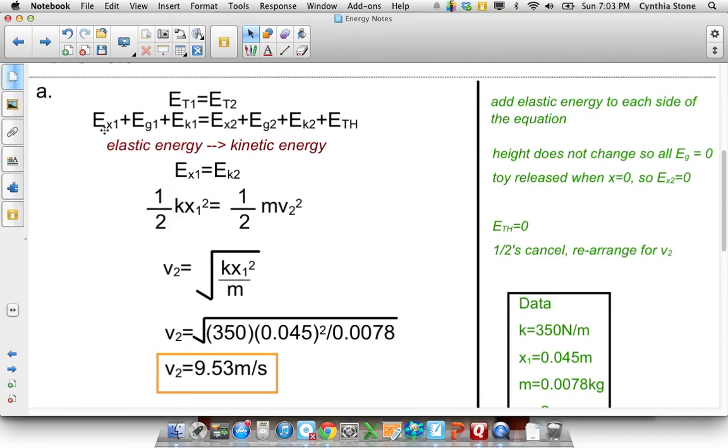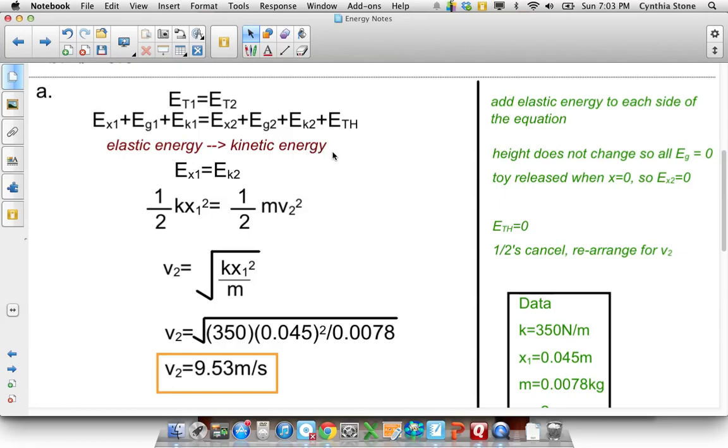Now we have a new type of energy, so we just add it to either side. Add elastic energy to each side of the equation. I add EX1 and EX2 for initial and final. So the total energy at the beginning equals total energy at the end.